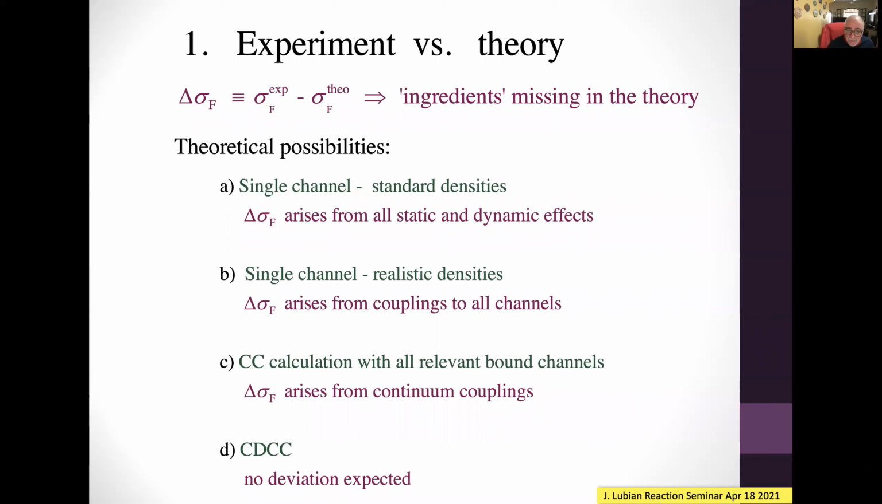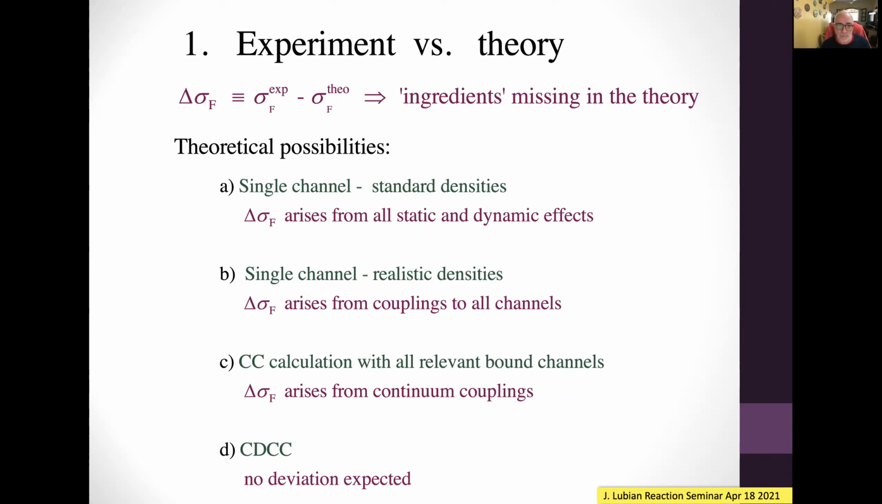If we then perform coupled channel calculation, I mean usual coupled channel calculation, if we put all the relevant bound channels, then the difference will arise only from the continuum couplings. And if we perform CDCC calculation and we are able to calculate all the ingredients, all the fusion cross section, then we should describe completely the fusion cross section and not have any difference between the experimental data and theory. So this is a method. I'm not talking now about the comparison, but this is what we propose in this talk. I will talk about the CDCC calculation to derive complete fusion and incomplete fusion.